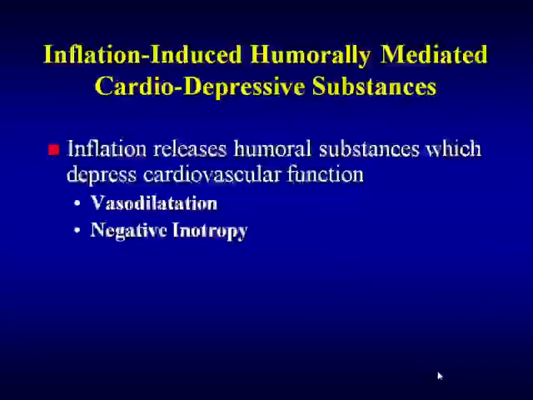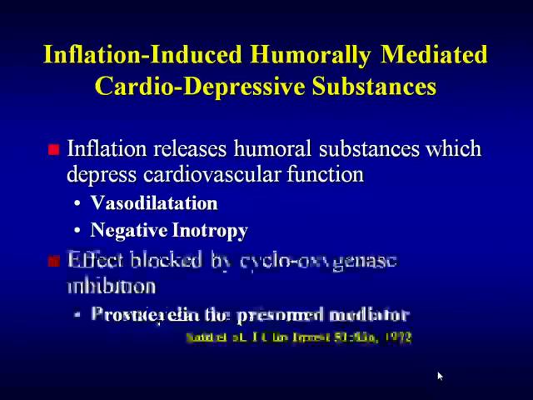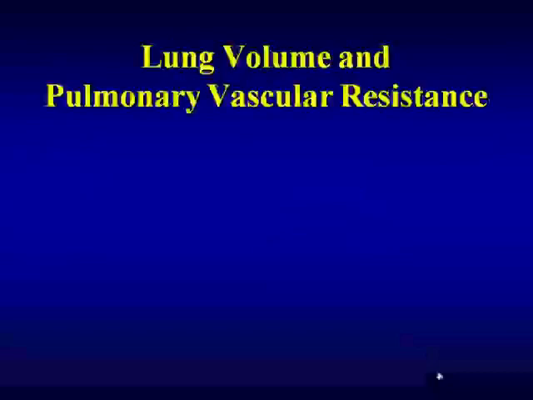Well, inflation-induced humoral stresses also occur, and what ends up happening is with inflation you get a release of cyclooxygenase responsive agents that cause both vasodilation and negative inotropy. And if you simply give ibuprofen to people, it goes away. So there's a profound autonomic and smooth muscle cyclooxygenase-limited, lipid-mediated vasodilation, which is seen with mechanical ventilation.